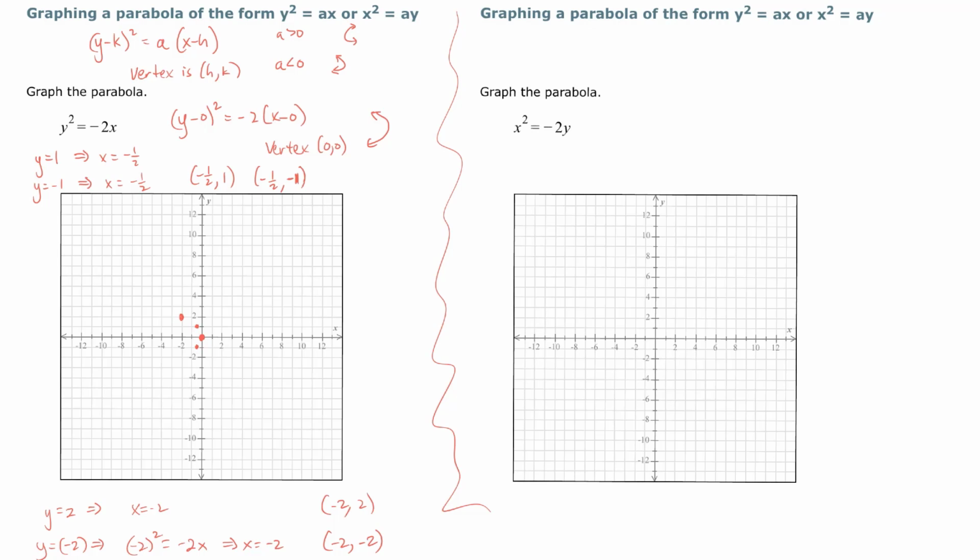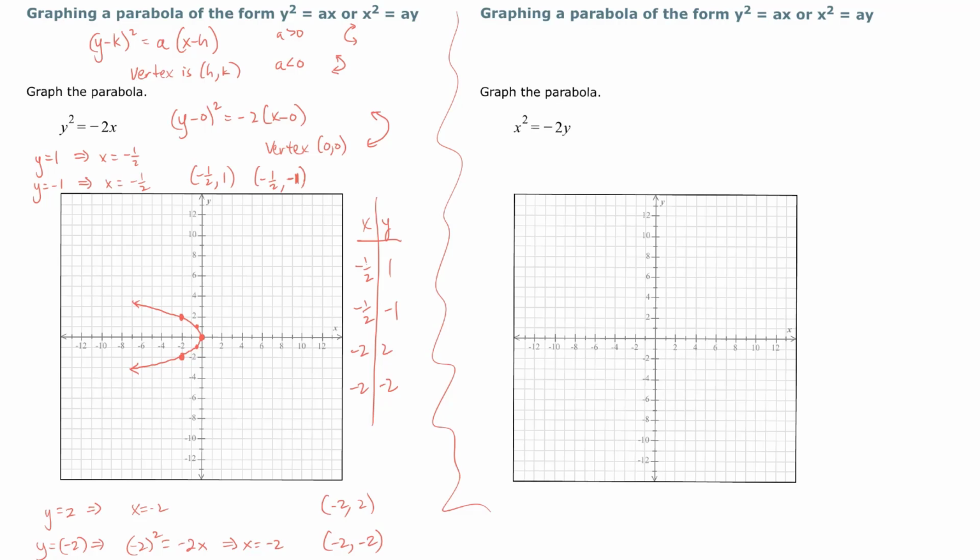Get a parabola here. There we go. And then play connect the dots. Opens to the left. Make sure you draw this on your own paper. Use your graph paper if you have it ready. If not, just be neat and label everything. You can certainly put all of the ordered pairs in a T-chart as well: negative 1/2, 1; negative 1/2, negative 1; negative 2, 2; negative 2, negative 2. That would help you.